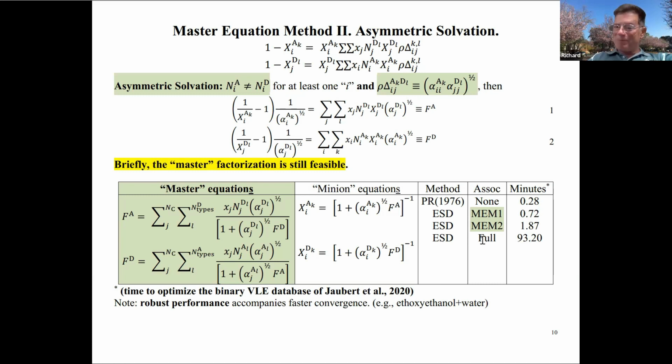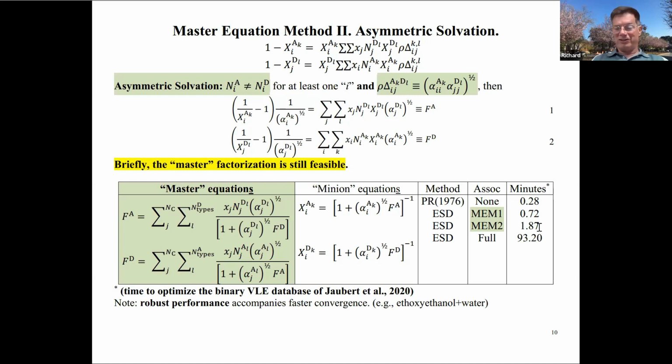Imagine if it's got 5 components. 5 is not much in a process simulation. But if you have the full calculation, just for 200 binary mixtures, optimizing the binary parameters for all 200 mixtures, to do that with the full TPT1 formulation, that takes 93 minutes. But if you do it with the MEM2 method, same basic chemistry, same math, you're doing it in 2 minutes.